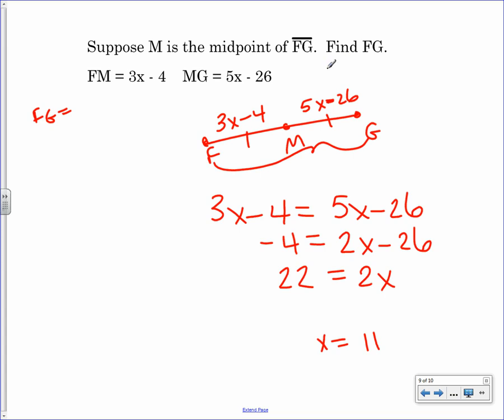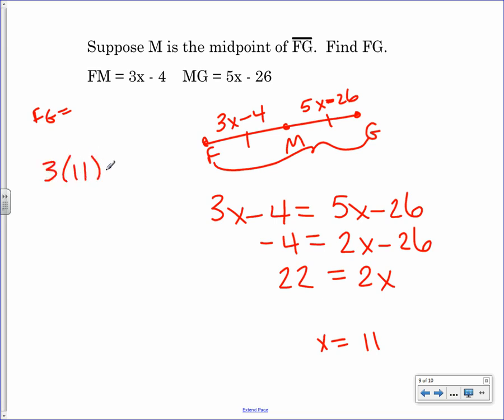Okay, you're all right. You can plug it in, you can substitute x as an 11. You could do it here and here, and then do what with them? Add. You could do it here only and do what with it? Double it, times 2. You pick whatever you want. I'm going to put it in here and double it.